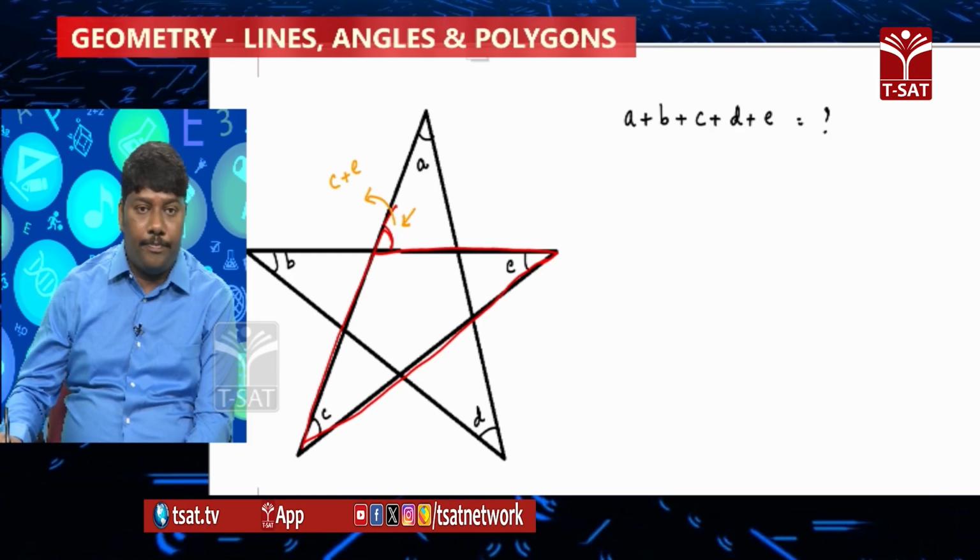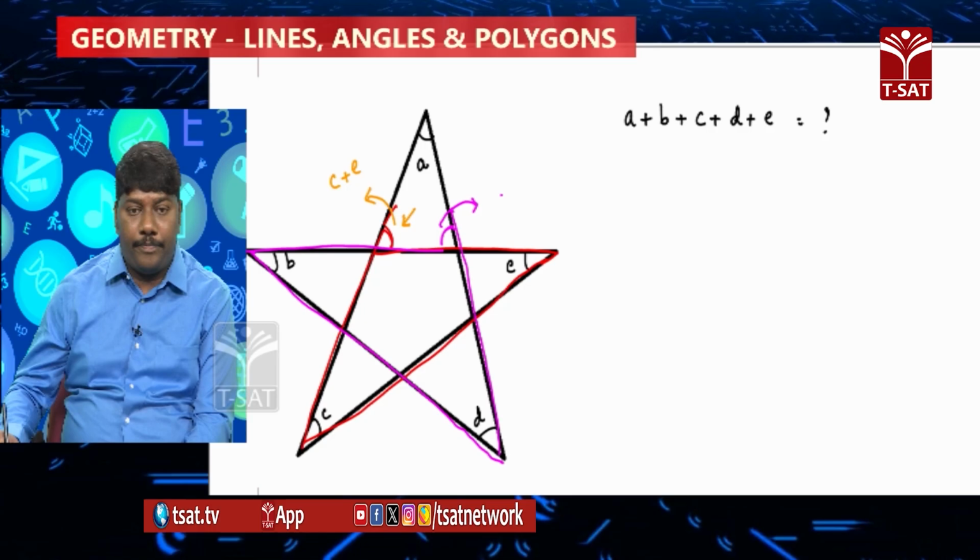In the same manner, look at this angle, this pink color one. Now look at this pink color triangle. Now this becomes the external angle for this pink color triangle, and what is this angle? Angle B plus angle D. Therefore it forms a triangle. You can see it clearly here.